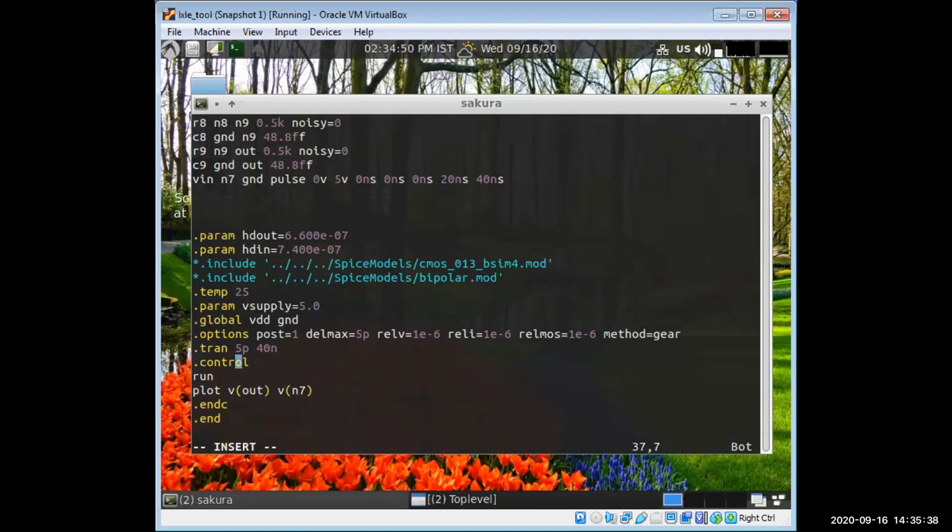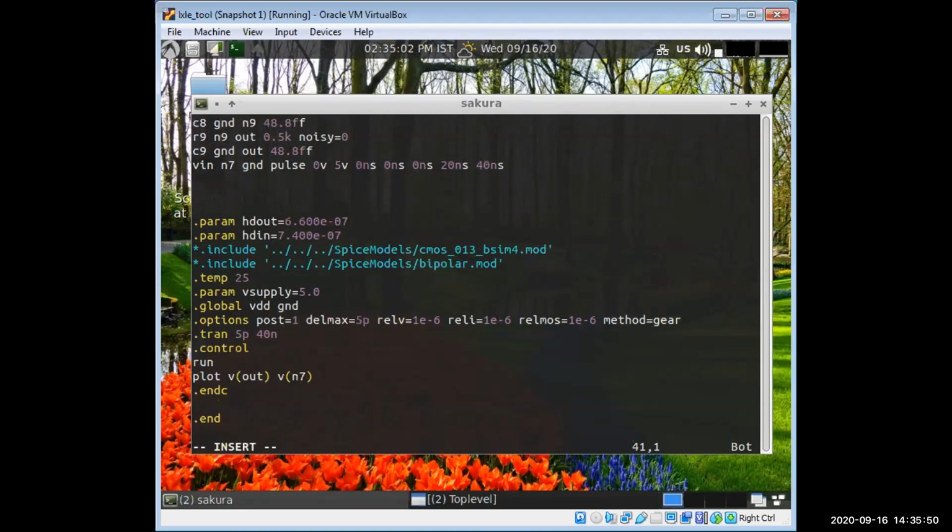Can anyone give the answer why it is N7? Because from node 7 to ground, we have the source between these two. Exactly, very smart answer. The input is nothing but N7, because your supply, that pulse, is connected from N7 to ground. That means it's the input. So that's why we are checking the input at N7.